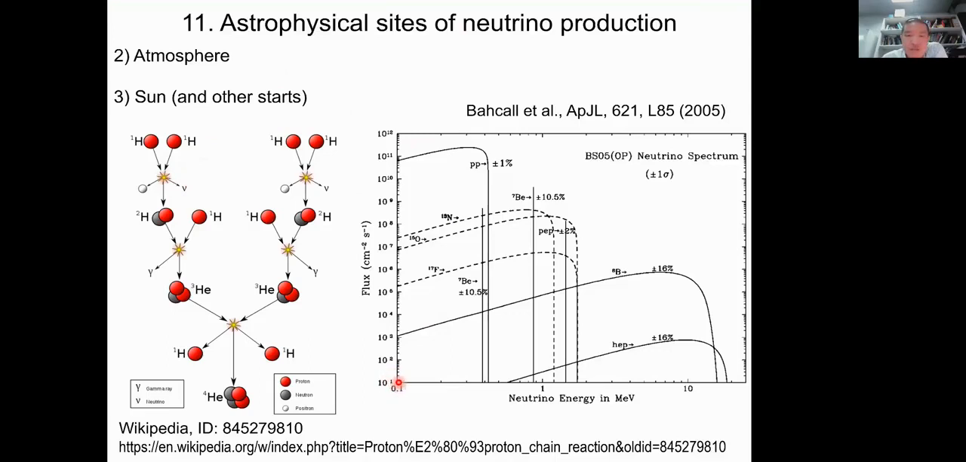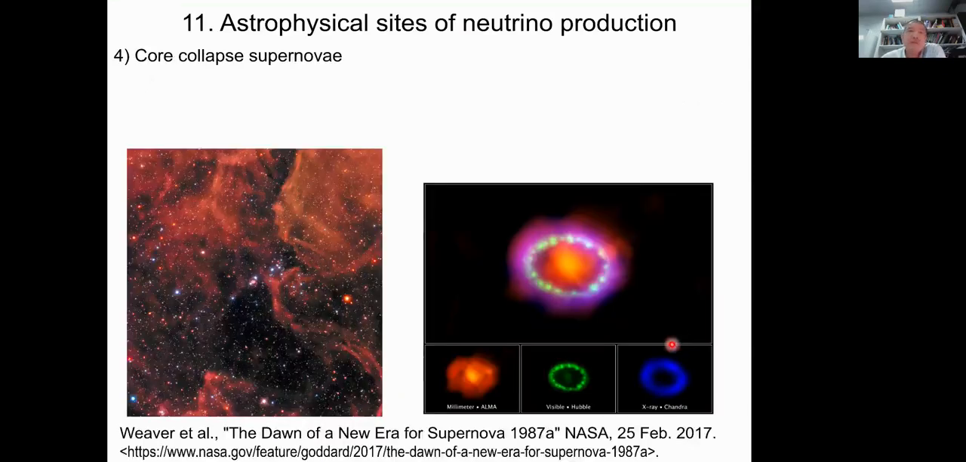This figure shows the flux of neutrinos calculated as a function of neutrino energy, originating from nucleosynthesis inside the star, inside the Sun. So weak reactions that operate during the nucleosynthesis produce these fluxes of neutrinos. And the fourth site of neutrino production is core collapse supernovae.